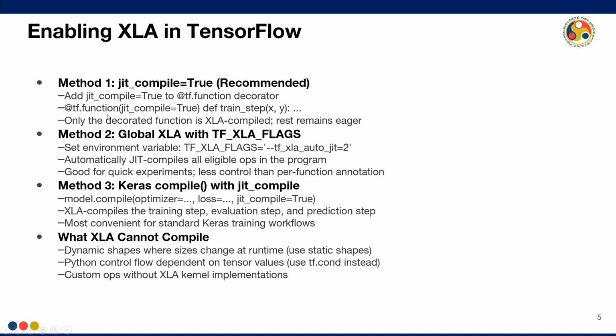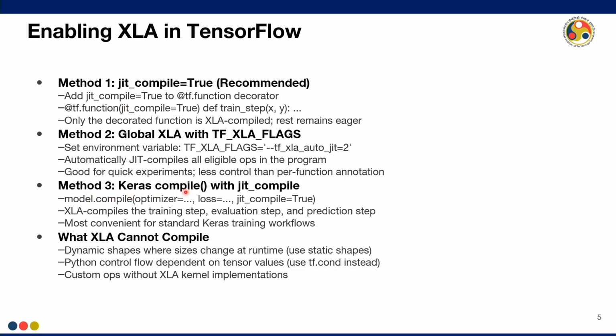So this is how this compilation happens. If I have the decorator as tf.function, and we set JIT compilation equal to true, then it will invoke the XLA compilation and go through the optimization process that we have just talked about. In method 2, we can set the TF XLA flag equal to auto JIT 2. This will be a global setup, so it will not be applicable to any single function as such.